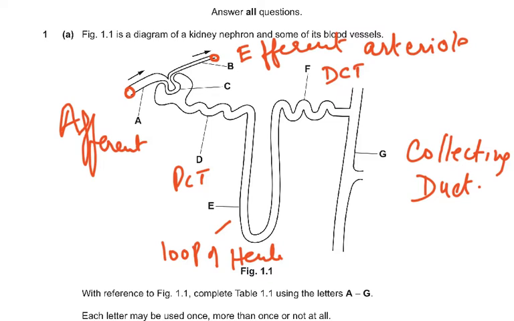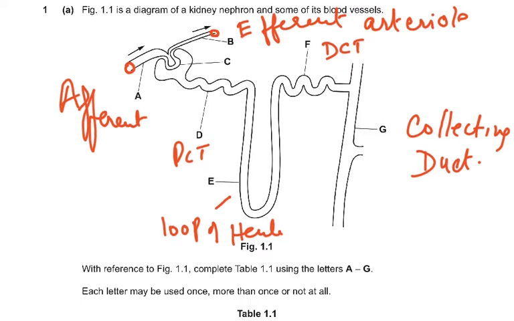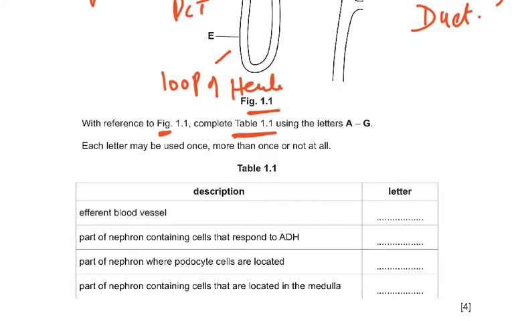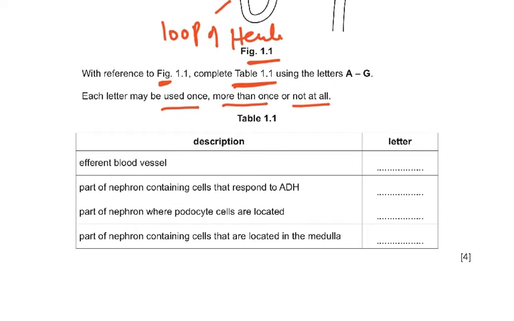If you remember this, you can only do it if you know it very clearly. With reference to figure 1.1, complete table 1.1. Please be very careful when you're reading this. There's always some sort of a clue in this. Using the letters A to G, each letter may be used once, more than once, or not at all. So: efferent blood vessel; part of the nephron containing cells that respond to ADH, antidiuretic hormone; part of the nephron where podocyte cells are located; part of the nephron containing cells located in the medulla. Now, I'm going to share a diagram with you, and then I'm going to come back to this question.